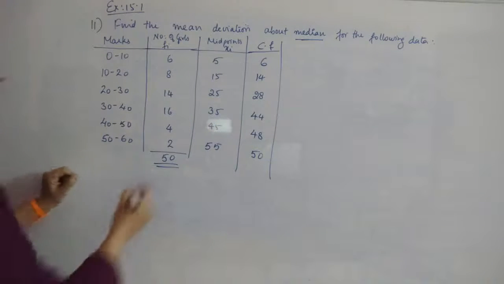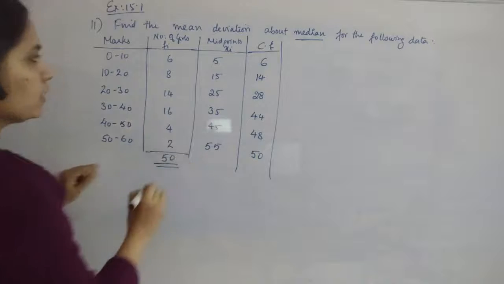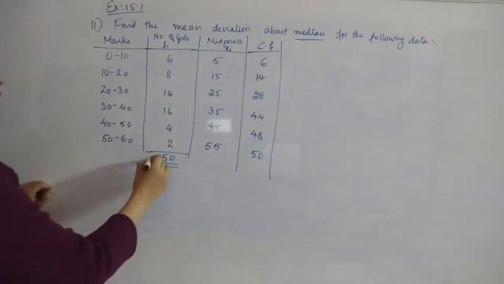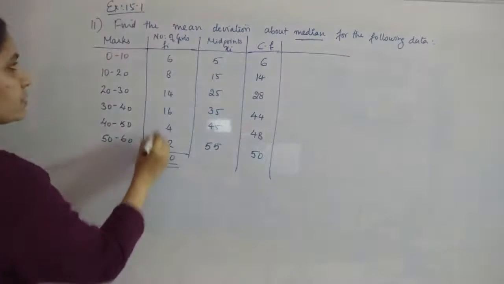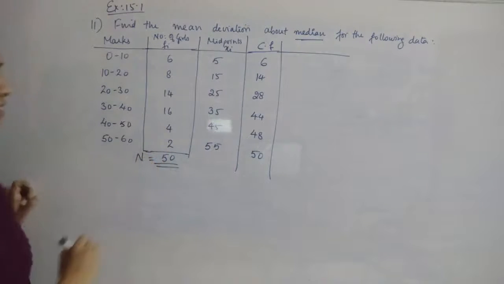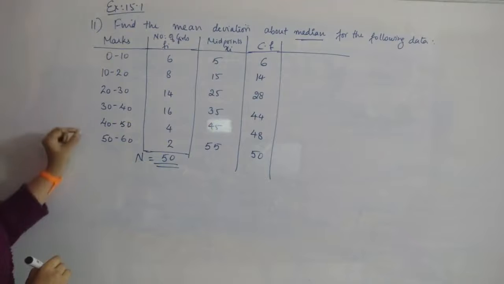That is capital N or small n, whatever you can mention here. When you have frequency like this, you just take it as capital N. When you have only xi's, you take small n.